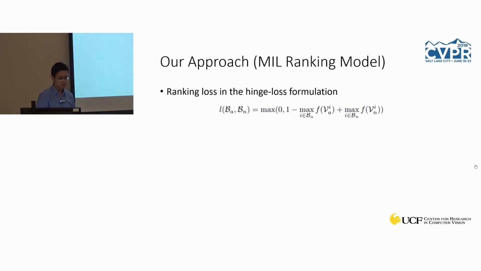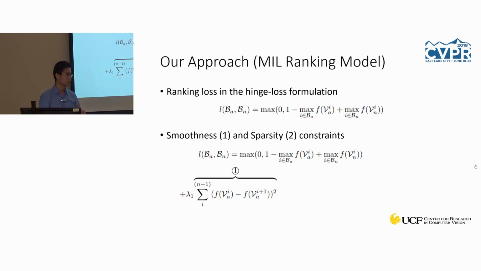And we use the hinge loss formulation for the ranking loss, and we also further impose two constraints. One is the smoothness constraint. That is, those continuous segment anomaly scores should not deviate too much, because we want the predicted scores to smoothly increase or decrease. And also the sparsity constraint is that we don't want too many spikes in the prediction score, because there will be some false alarms. So we impose these two constraints in the multiple instance ranking loss function.